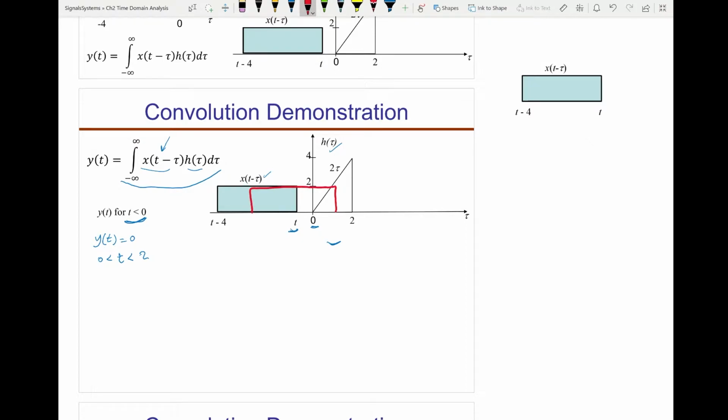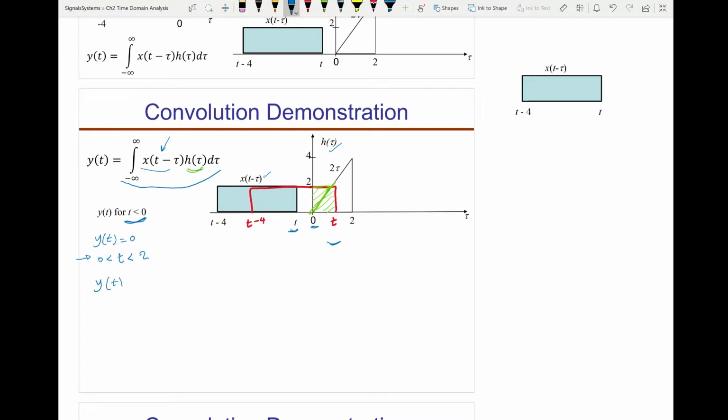So that will be this one, this will be t, this will be t minus 4. And in this case, the overlap will be only in this region, where x of t minus tau will be 2, and h of tau will be this line. So then y of t for t larger than 0 and less than 2 will be the following.